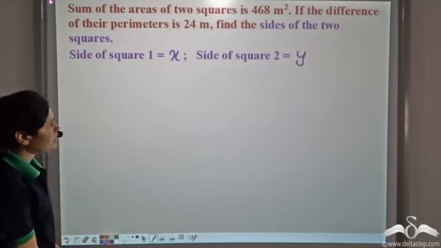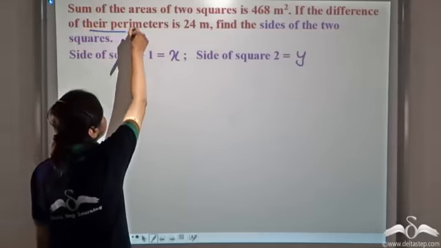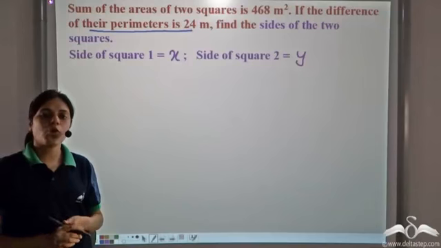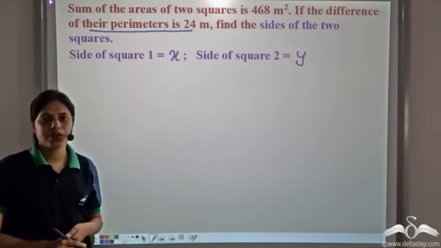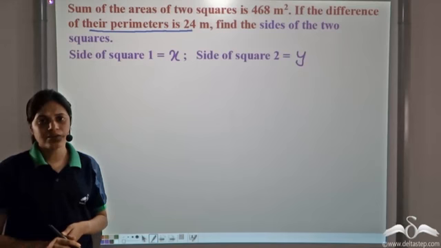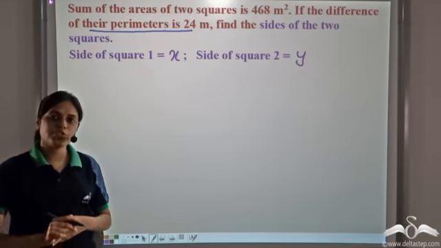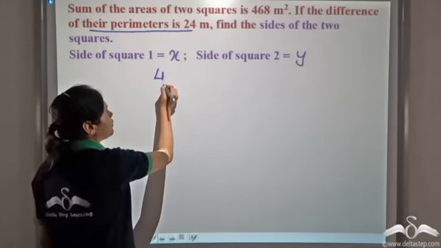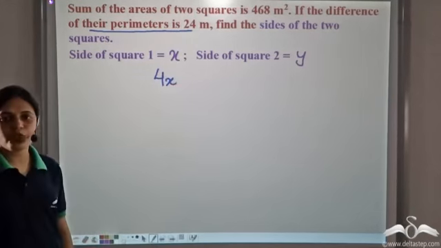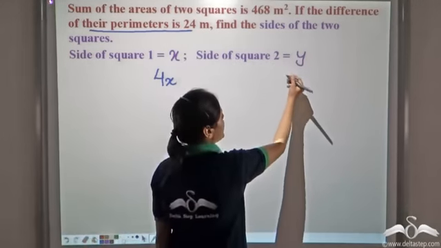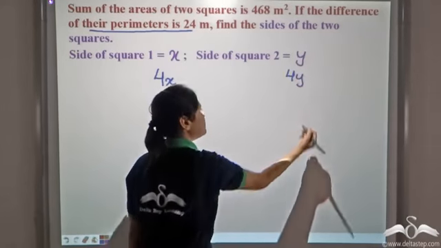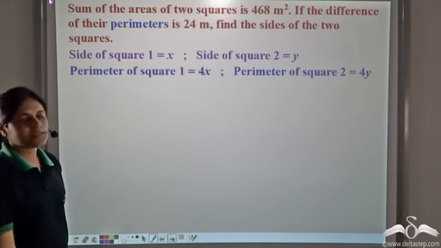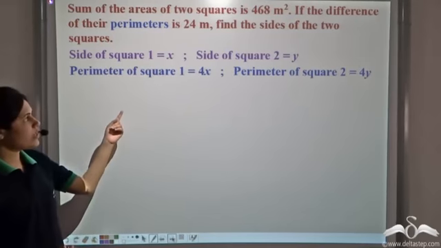Now, next we see what else is given to us. It is given that the difference of their perimeters is 24 meters. So we have talked about their perimeters. What is the perimeter of a square? The perimeter of a square is 4 into side. So the perimeter of square 1 will be 4 into x, that is 4x. Perimeter of square 2 will be 4 into y, that is 4y. So these are the perimeters of these two squares, 4x and 4y.